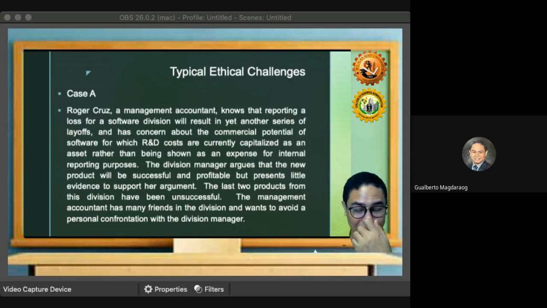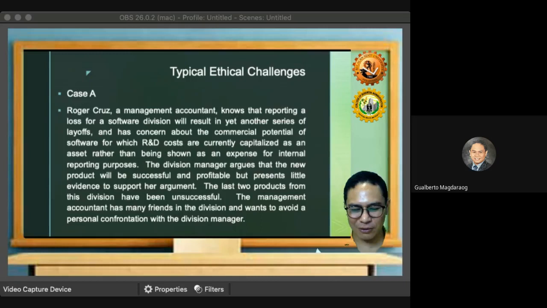Yung department na to, meron silang dinidevelop na software. The problem is, yung mga nakaraan niyang dinidevelop, hindi naman naging successful eh, hindi naging mabenta. So, alam natin na yung R&D in accounting, if there is no future identifiable na proof na it will generate income to us, hindi natin pwedeng i-capitalize. Dapat yan i-expense outright.